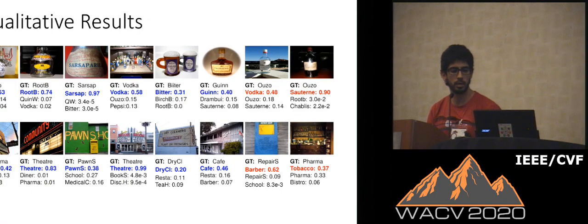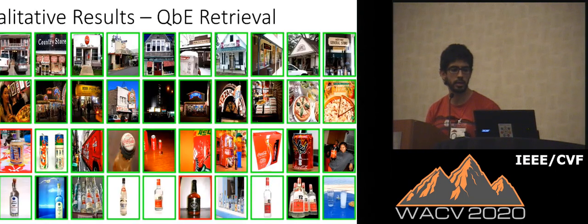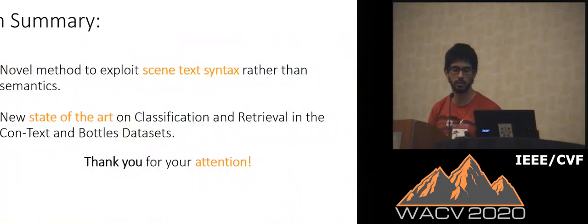We can see some qualitative results. It's quite evident that text is pretty much the only way to understand this image, and exploiting the morphology rather than the semantics gives us quite good results. Also, we can see that in the learned space, whenever we perform a query, we don't have only images with text, but also with visual features. So this tells us that the learned space learns to fuse these features appropriately.